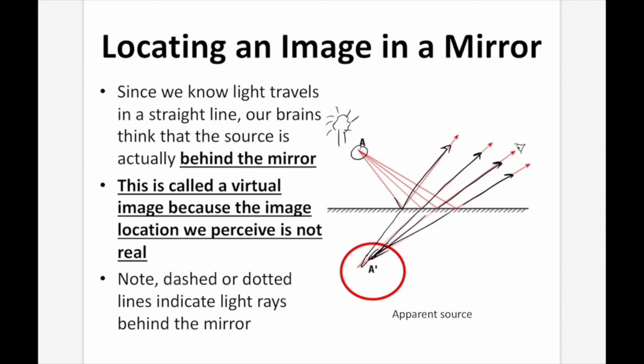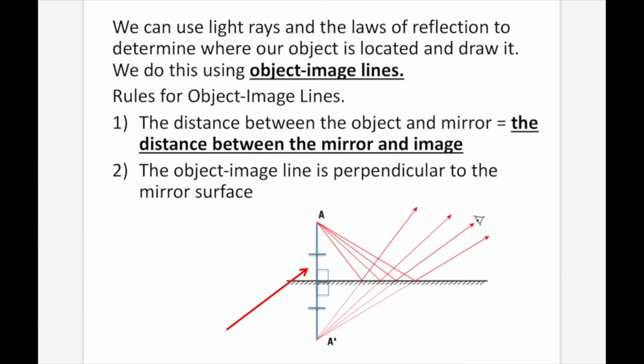Now, this is called a virtual image because the image is actually not where the object is. We're not using real light rays to create this image. We're just projecting the light rays to create the image. And we always know when they're not real light rays, as we're going to use dashed or dotted light rays in order to indicate the rays that are behind the mirror. We can use light rays and the law of reflection to determine where our object is located and draw it.